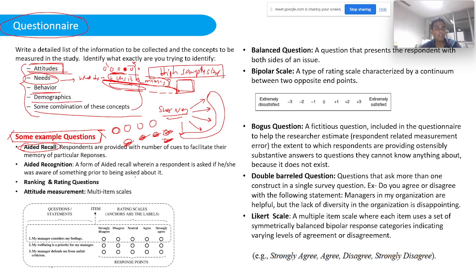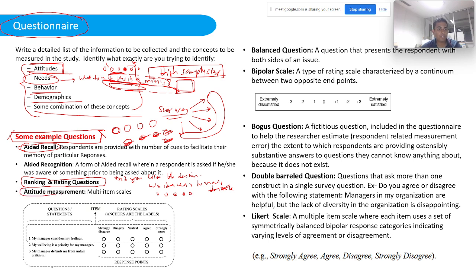Similarly, questions can be like ranking or rating questions. For example, did you like the design, or was it easy to navigate the interface? Okay, so you can give a scale here and let the person give a rating, how easy it was to navigate or how easy it was to identify certain features.